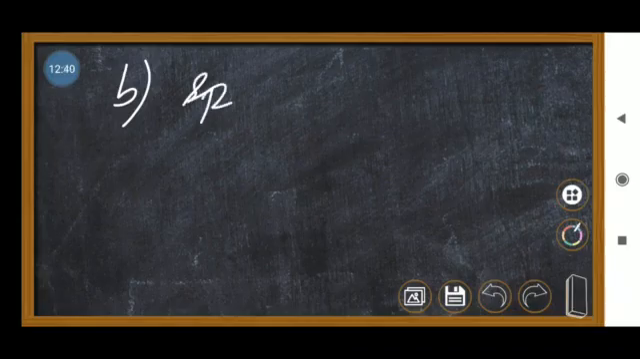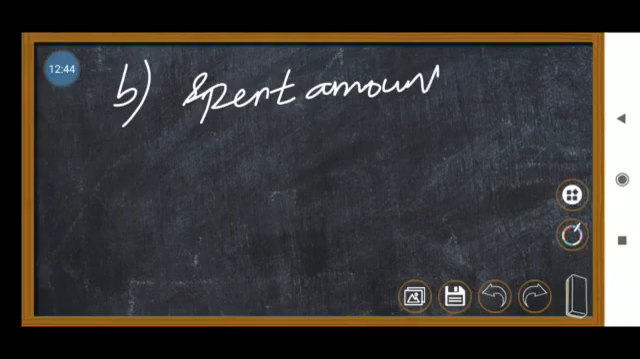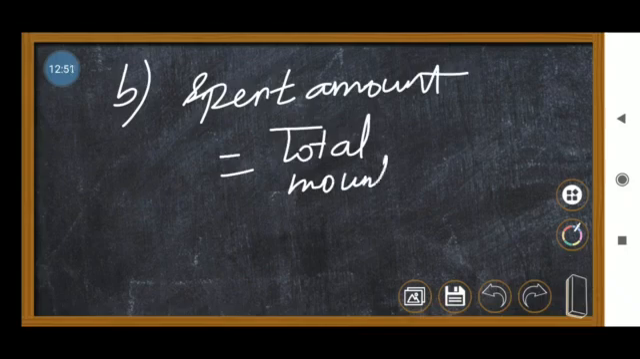And the second one, what they have given is the money that she saves to the amount she spends. First you have to find the spend amount. What is that spend amount? How much amount did she spend? Spend amount means total amount minus saving amount. Total amount, how much? 1,50,000 minus saving amount.